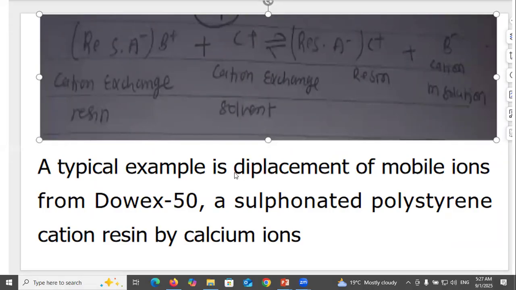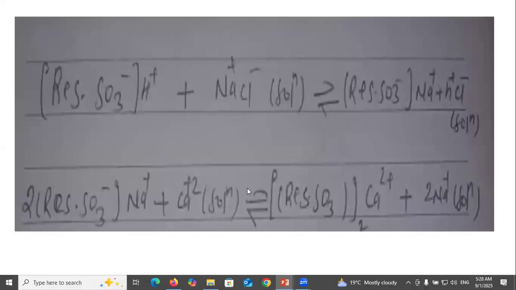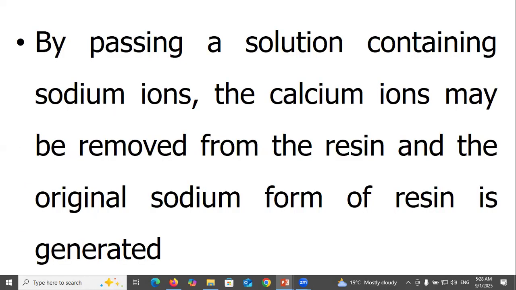A typical example is displacement of mobile ions from Dowex 50 or sulfonated polystyrene cation exchanger by calcium ions. By passing a solution containing sodium ions, the calcium ions may be removed from the resin and the original sodium form of resin is generated. Figure: sulfonated polystyrene cation exchange resin.